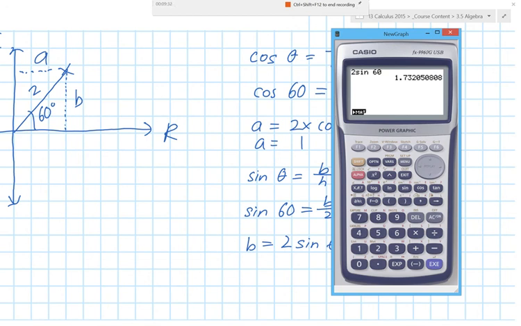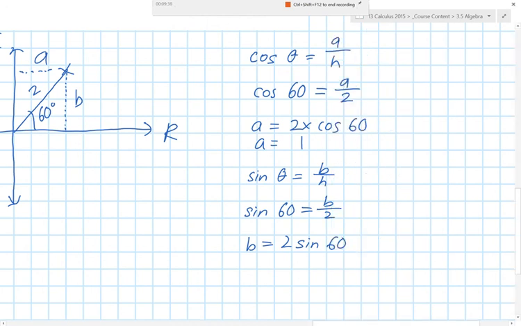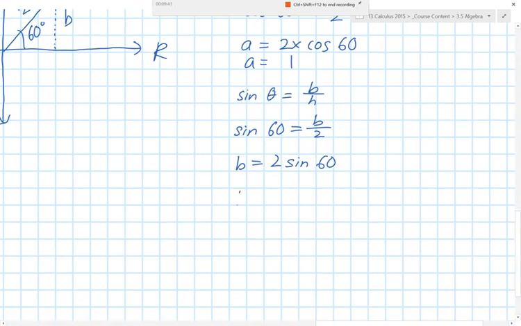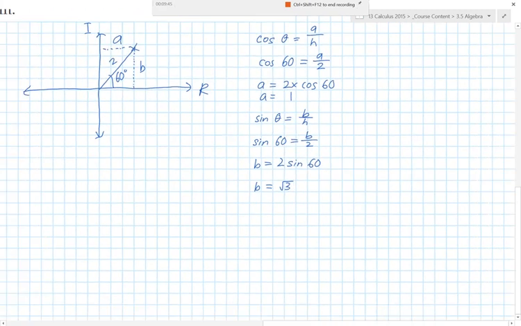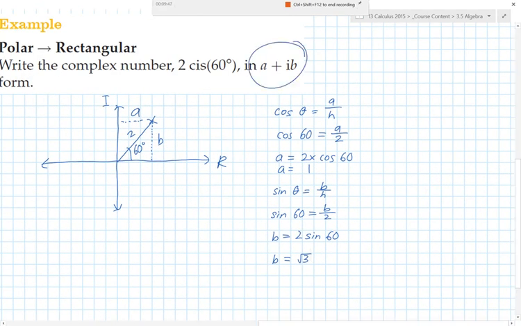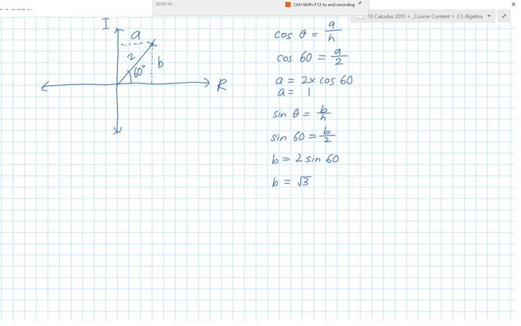Now you'll get used to recognising these, but I can recognise that that's root 3, and so we can write B as being exactly root 3. Okay, so it's asking us to write in this form here, so we should really write that out in full, and so we can say that z is equal to 1 plus root 3 i.